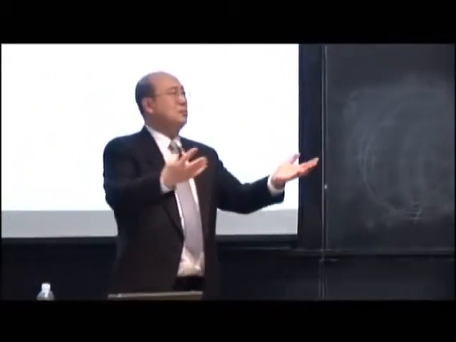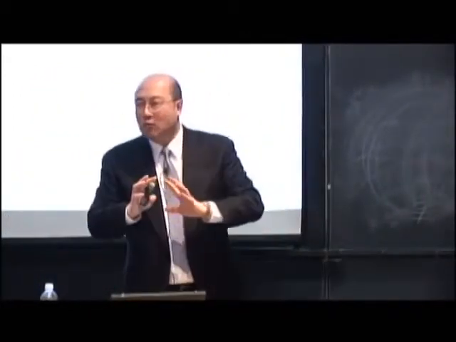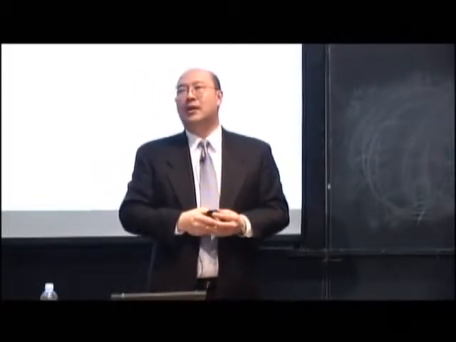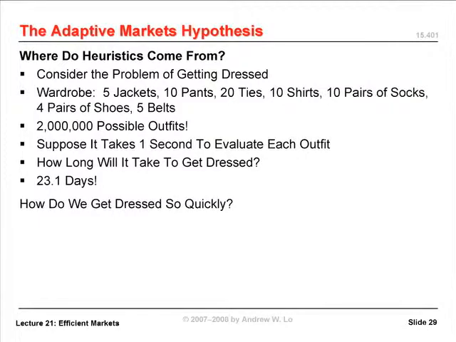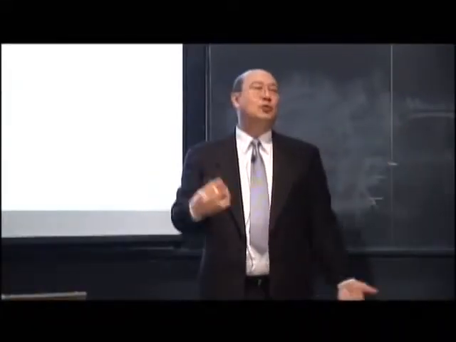So I've got an optimization problem. I've got to figure out which is the right outfit for the right occasion. Suppose it takes me 1 second to evaluate the fashion content of an outfit. How long would it take me to get dressed every day? Well, if you do the math, it turns out it would take me 23.1 days to get dressed. Now, clearly, I don't take that long to get dressed. So how do I do it? Do I have some superhuman optimization algorithm up my sleeve? No. It turns out I use a heuristic, a rule of thumb.